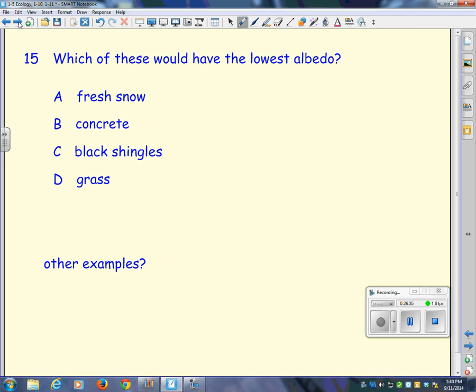Which one would have the lowest albedo? What do you think? Quick. Oh, we're going to start.